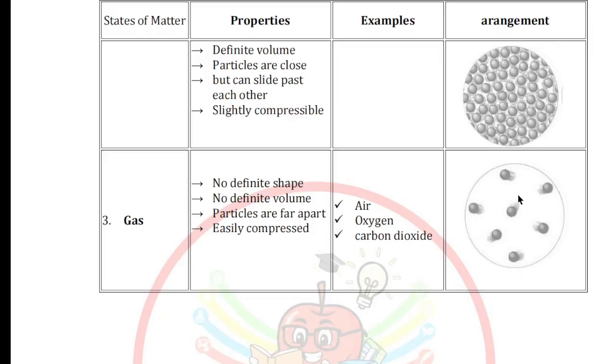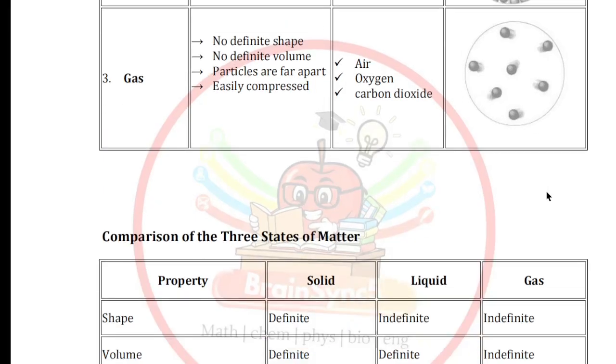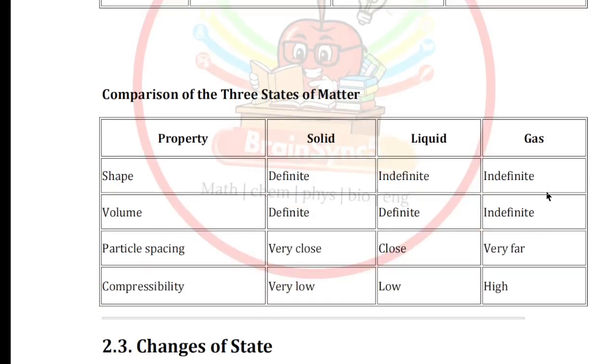It has no definite shape. It has no definite volume. So once you understand these things, chemistry becomes easier. So now that we have talked about the three states of matter, let's try to compare these states of matter. Shape.